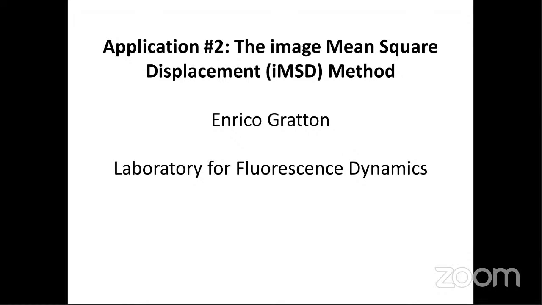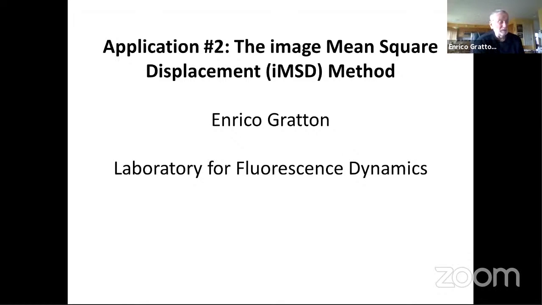Okay, so today we talk a little bit about correlation and correlation along a line, and Susanna did a very nice presentation about that. So I will talk about something which is called image mean square displacement. The mean square displacement generally is a method used in single particle tracking to figure out the kind of motion of a particle.